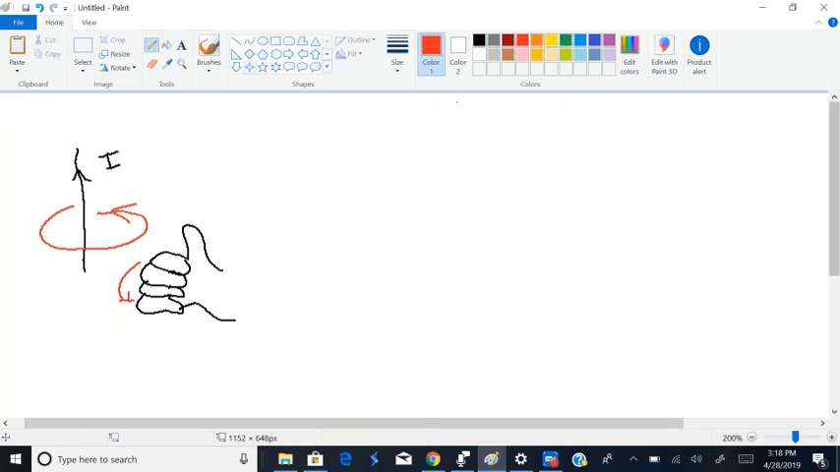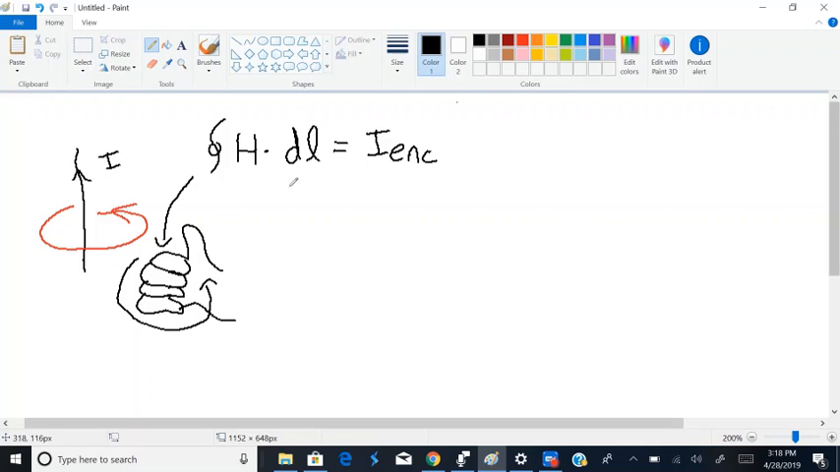Now, he also proved that there's a mathematical way to calculate the magnetic field produced around the wire. This will be H dot dl is equal to I enclosed, which is Ampere's circuit law. Now the direction of this line integral follows the curl of our thumbs, and the I enclosed is in the direction of our pointer finger, which is up. This is from the right-hand rule. This is how we figure this out.